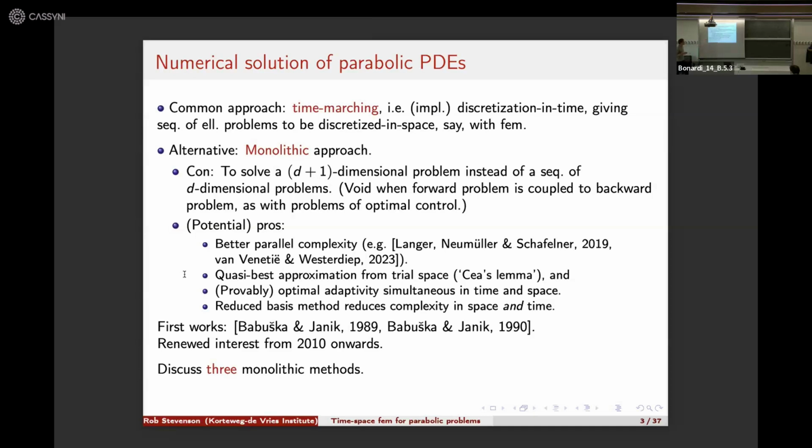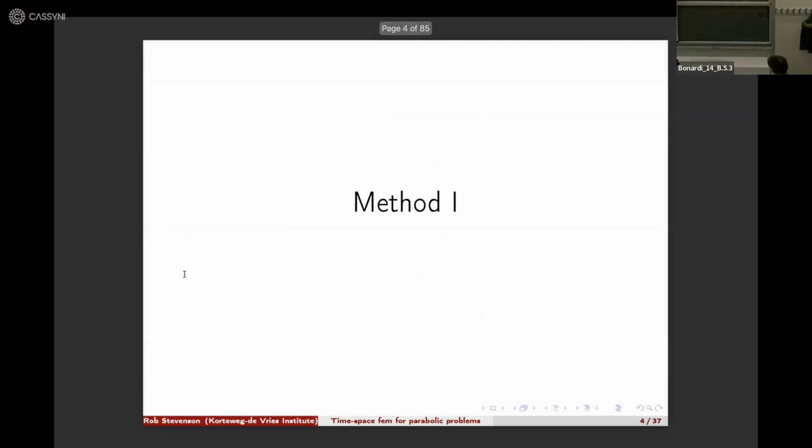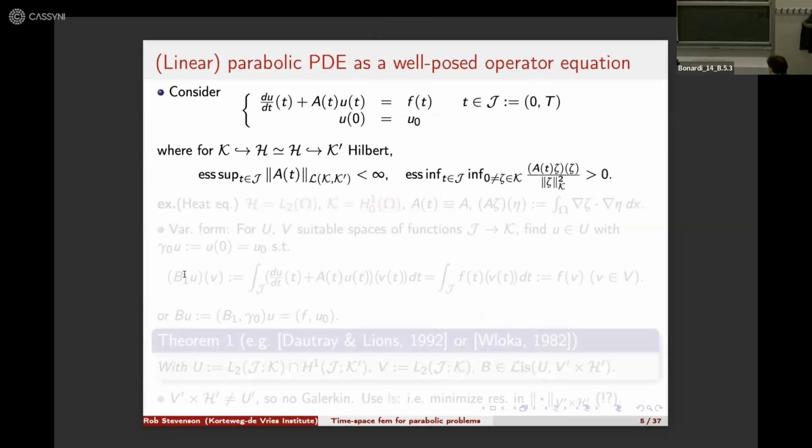The first people that worked with the monolithic approach were Babuška and Janik in the late 1980s. But at that time, there was not so much interest in those methods. But from 2010 onwards, approximately, there is more interest in those methods. And as I said, I will discuss three monolithic methods. Okay, this is the first.